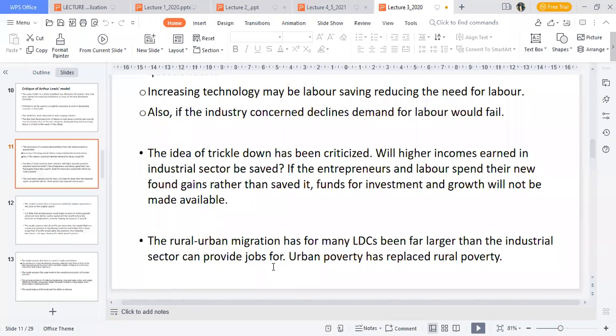What they are saying is that when you go to most of the developing countries, this assumption will not work because rural-urban migration is more than what we expect. We expect that there's rural-urban migration when labor is needed. But in our context, it's not so.